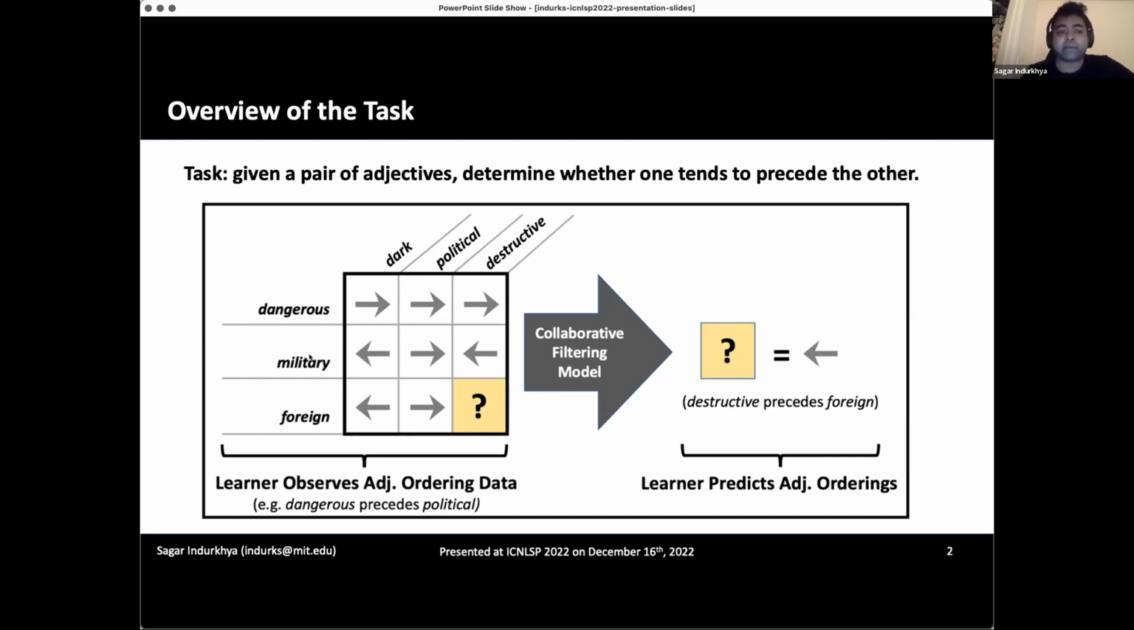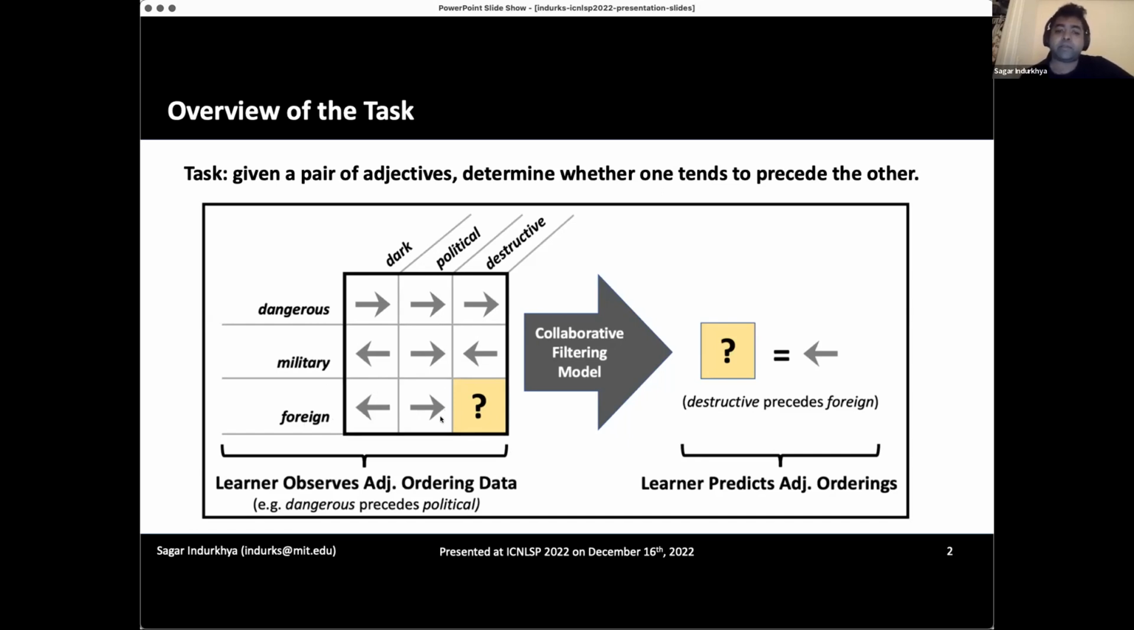adjectives like dangerous, military, foreign, dark, political, and destructive. And you've seen, where you have the arrows, pretty strong ordering relations that have been established. But now there's a question of, does foreign typically come before destructive, or does destructive come before foreign? And when you look at the data, what you find is that destructive will usually precede foreign, right? And the question is, how can we infer that by looking at this other data here?